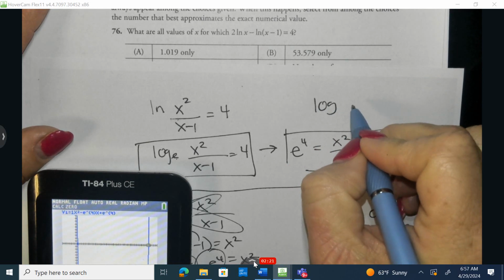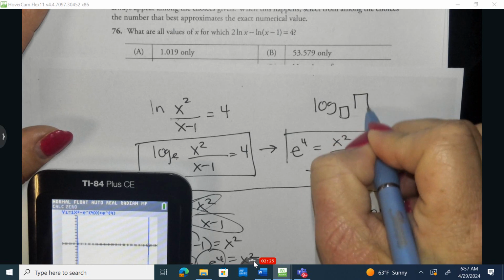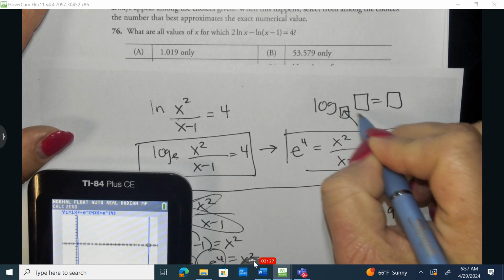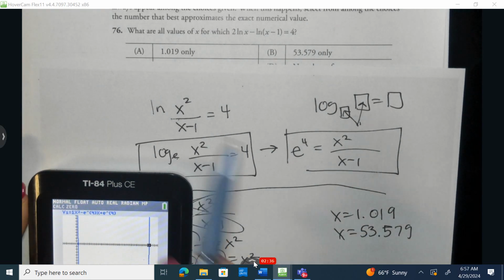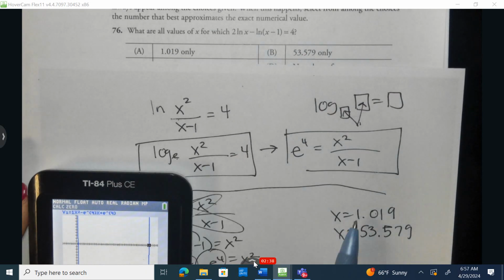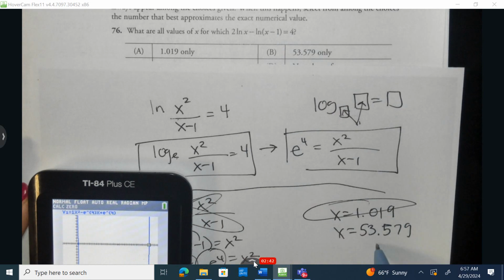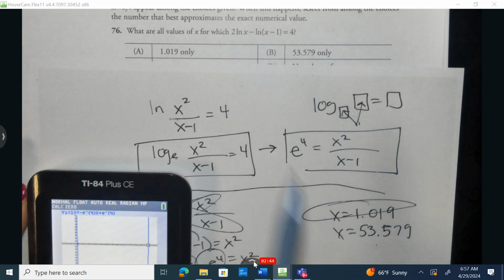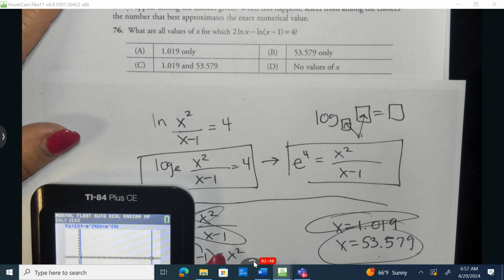Okay, now remember this about logs. ln, natural log, is just a special type of log. The base and the value behind it, these two values have to always be greater than 0. They're always going to be positive values. Keep that in mind. So when I plug in 1.019 into this location, it's still positive. And when I take 1.019 and subtract 1, it's still positive. Same with 53. When I plug in 53 here and 53 minus 1, they're both still positive. So I feel confident the answer is C.